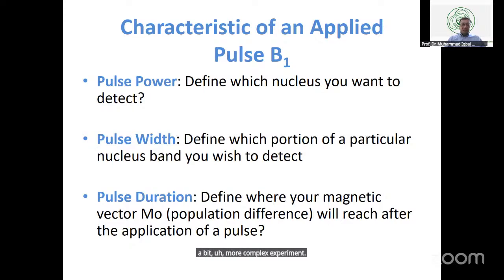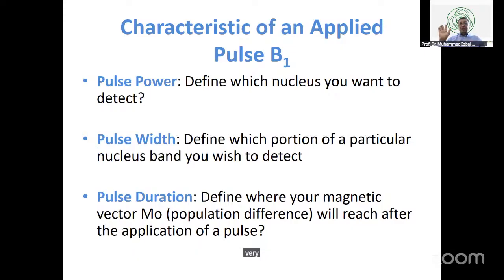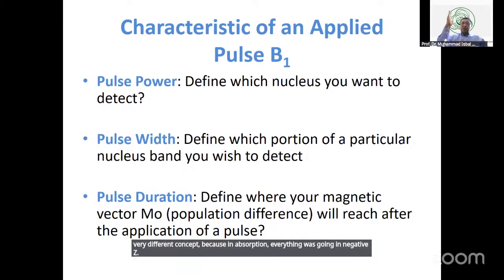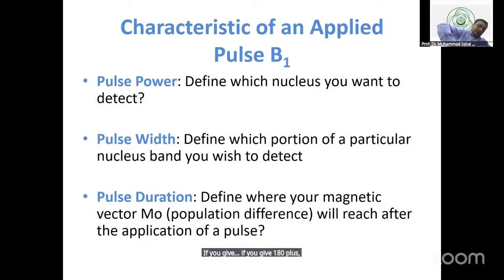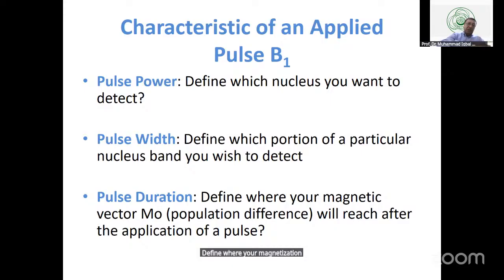Then pulse duration. Now this bulk magnetization vector, if you give a 90 pulse, comes onto the XY plane. So you give a duration of a pulse which brings this magnetization vector onto the XY plane. Very different concept, because in absorption, everything was going to negative Z. If you give a 180 pulse, it comes to negative Z. So pulse duration defines where your magnetization vector would be.